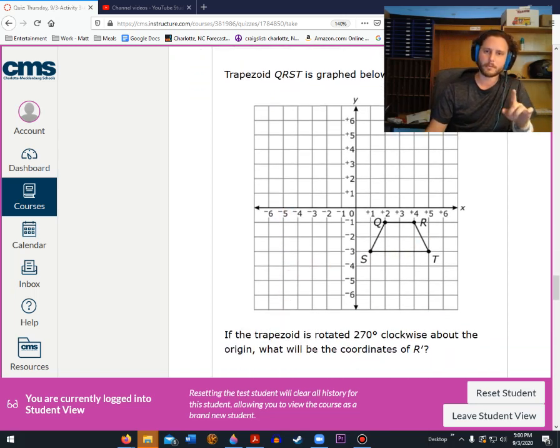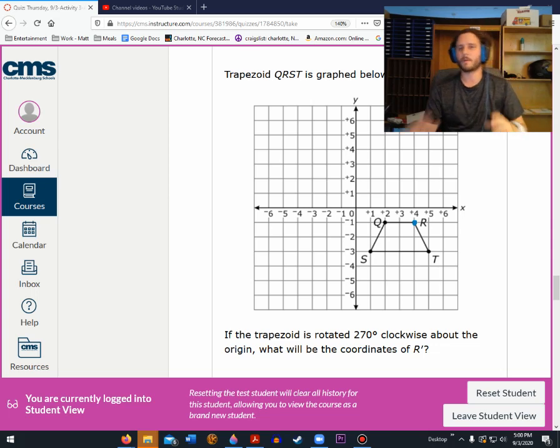So point R, my original coordinate was at +4, -1. So my original is 4, -1. Now, when you rotate 270 degrees clockwise about the origin, what you're going to do is switch your x and your y coordinate. So we got -1 now, and we got 4 over here.